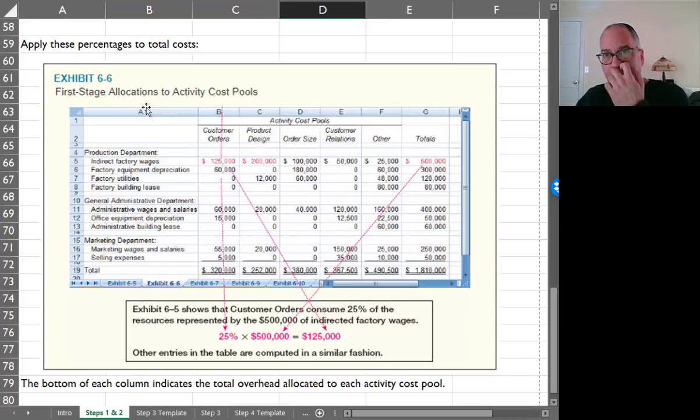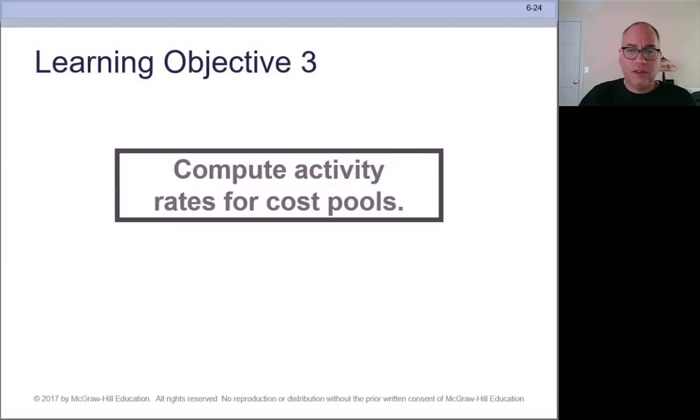But other problems, homework problems and things like that, may find other ways to go about doing this. And so you want to be very flexible and think of the big picture here. Again, what we're trying to do is break up total overhead, manufacturing and non-manufacturing costs, into the individual costs. So now, learning objective 3, let's compute activity rates for cost pools.